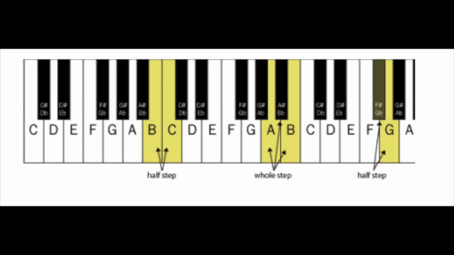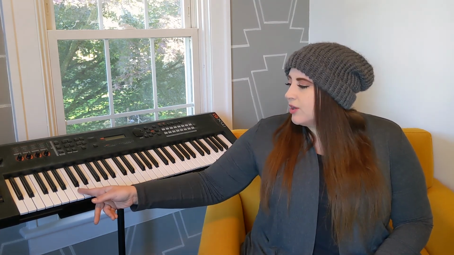A whole step is just what it sounds like, 2 half steps together. So if I were to move from this key to this key, a white key to a black key, that's only a half step. But if I were to go from a white key to the next white key, I'm skipping a black key in between, so that's a whole step. Whenever we look at a scale, it's always going to have the same pattern of half steps and whole steps. I hope that makes sense so far.